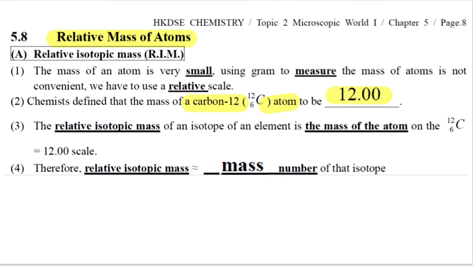They can measure, for example, if 3 helium 4 atoms equal the mass of 1 carbon 12 atom, then what's the mass of helium? This is 12.00. Then how about helium 4? 3 helium 4 atoms equal 1 carbon 12 atom.